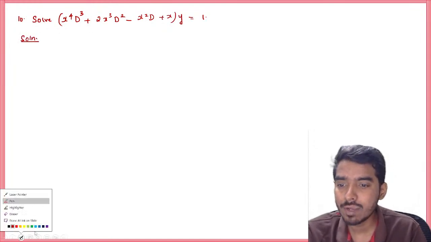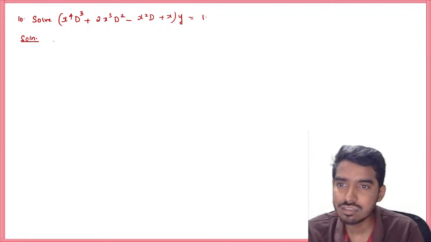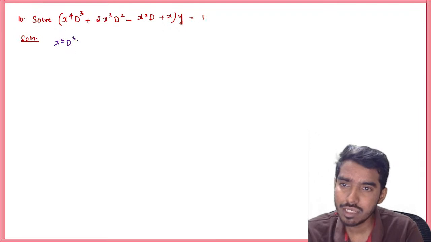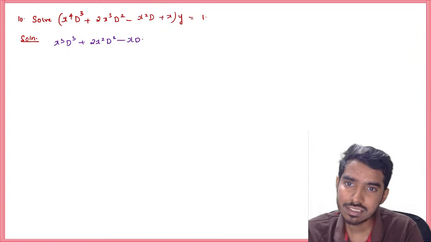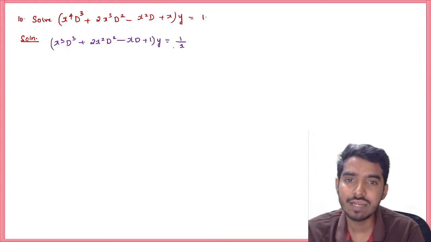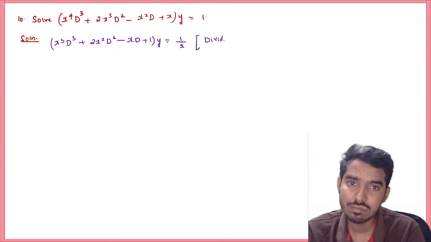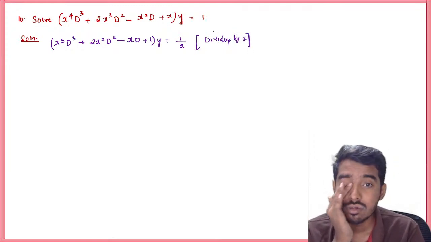I'm going to divide throughout by x, and this x is non-zero. This gives (x^3 D^3 + 2x^2 D^2 - xD + 1) y = 1/x. What I'm doing is just dividing throughout by x. So now you can see this becomes a Cauchy-Euler equation, right?